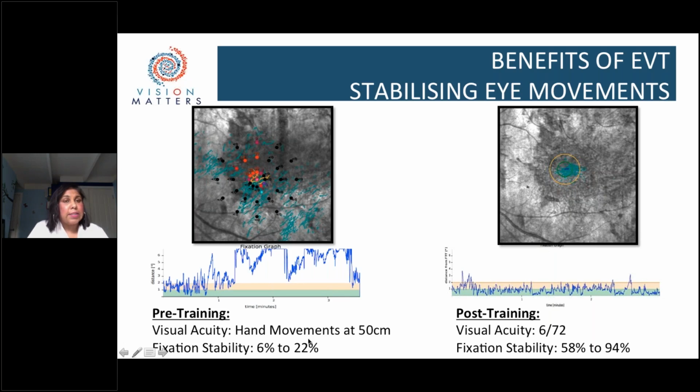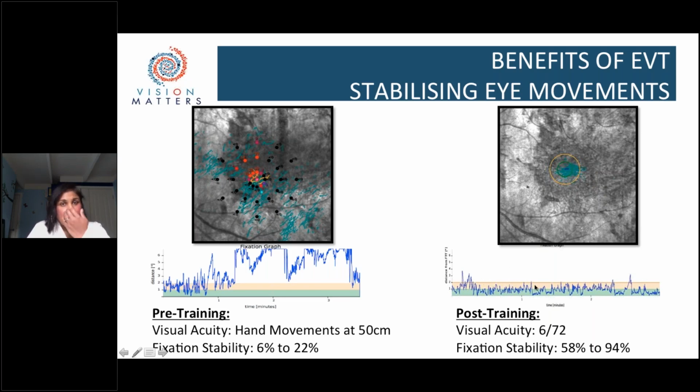At the start, his detail vision was about hand movements at 50 centimetres, and what that meant is he could only see my hand moving. At best, he was able to get 22% fixation stability success. So halfway through the program, and I gathered these results a couple of weeks ago, we were able to really hone in on that area that would be useful for him.